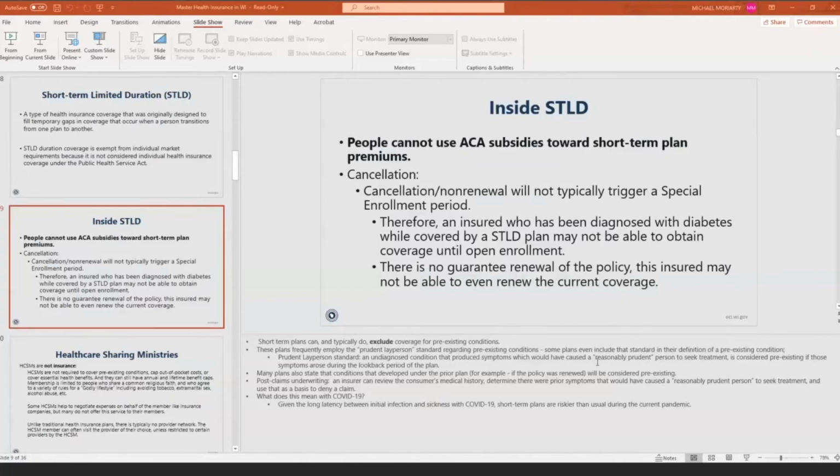Just one consideration now with regard to COVID-19, given the potential long latency between initial infection and sickness with COVID-19, short-term plans may be riskier in the current environment than they usually were because of the current pandemic. It's a situation with the latency period, it may be something where the short-term plan may not cover COVID-19. Moving on to the next slide, healthcare sharing ministries.